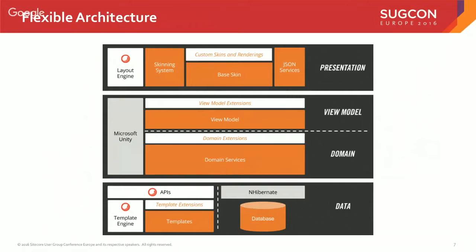In the domain layer and the view model, we make use of Microsoft Unity. So you're able to extend everything from the entities to implement your own services, create your own plugins, all through the Unity container. It makes the business logic and view logic very flexible. And then, as I mentioned, on the presentation layer, we have a skinning system that allows you to adapt the front end to your specific requirements. Obviously, you can build your own renderings or services on top of that domain model as well.